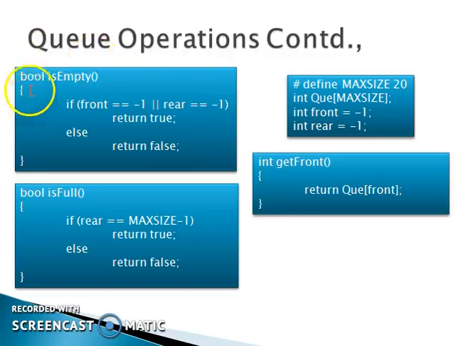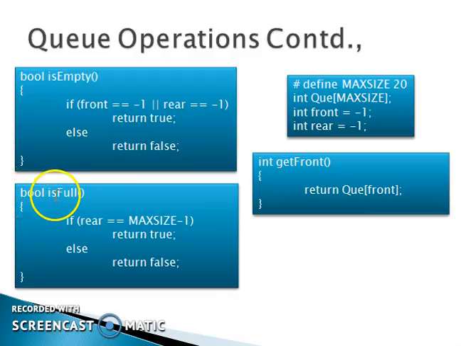So starting with the first operation, is empty. This is the implementation. So whenever front equal to -1 or rear equal to -1, it means that queue is empty. So here we are checking for the condition. If front equal to -1 or rear equal to -1, then return true. Otherwise return false.